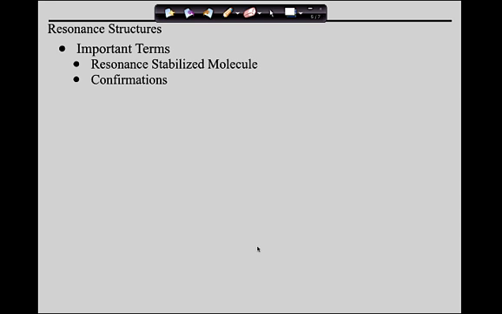But guys, there's another word that you'll hear used other than conformations. They are what are called resonance structures. So resonance structures and conformations can be used interchangeably.